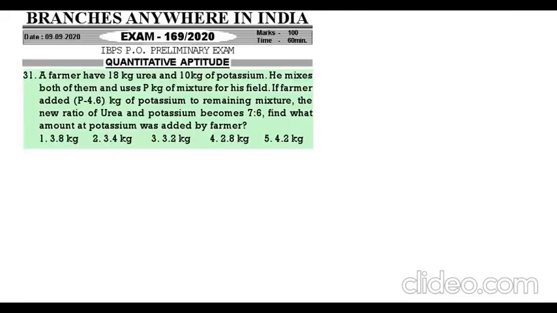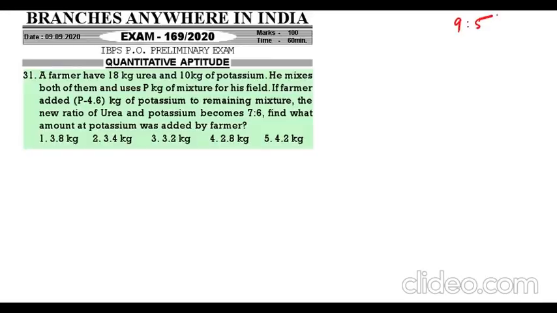Okay, good morning students. Today we will discuss paper number 169, quantitative aptitude. A farmer has 18 kg urea and 10 kg potassium. That means urea and potassium, the ratio is 9 is to 5. He mixes both of them and uses p kg of mixture for his field.